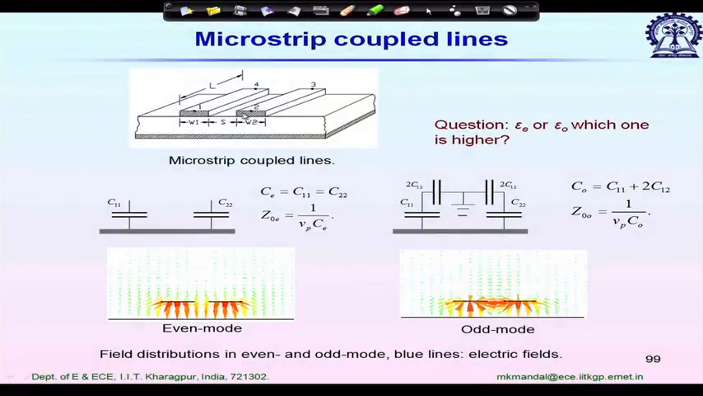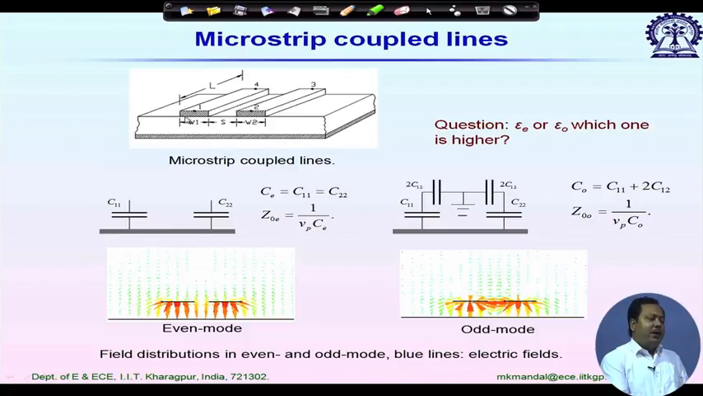We have two coupled microstrip lines. We can excite this coupled microstrip line by using two RF signals. In one case they can be in the same phase, and in the second case they are in opposite phase, a 180 degree phase difference between the two signals. The first case, when the two signals are in the same phase, we call even mode condition, and the second case we call odd mode condition.